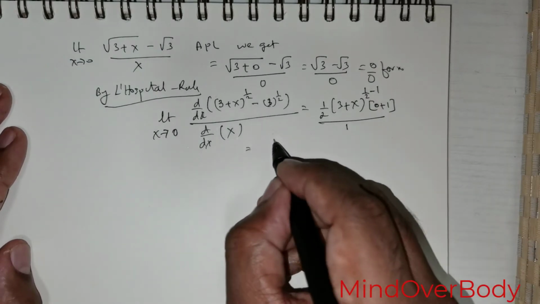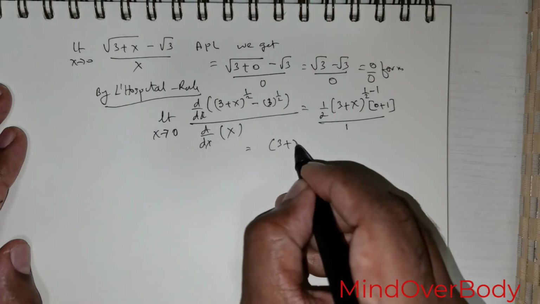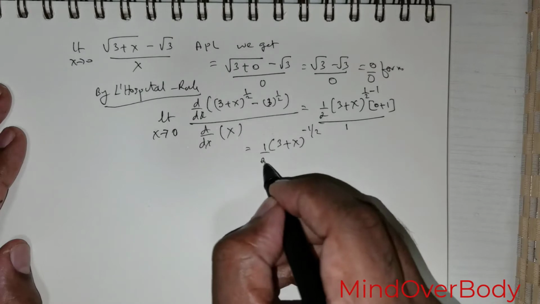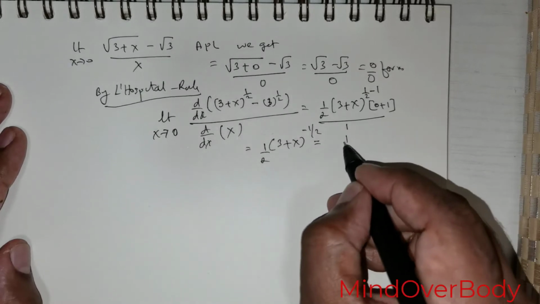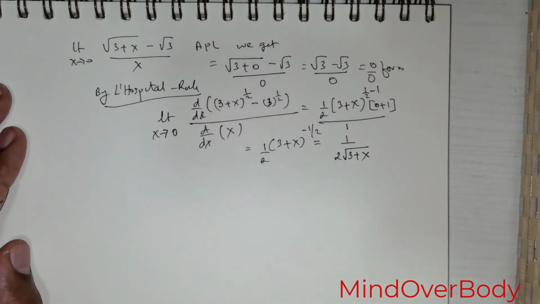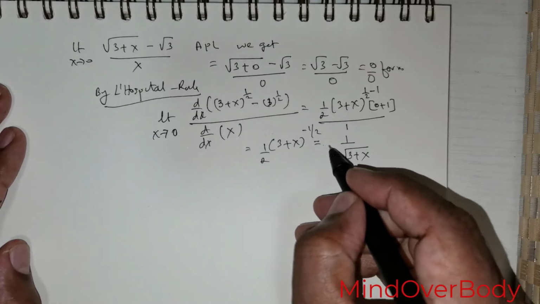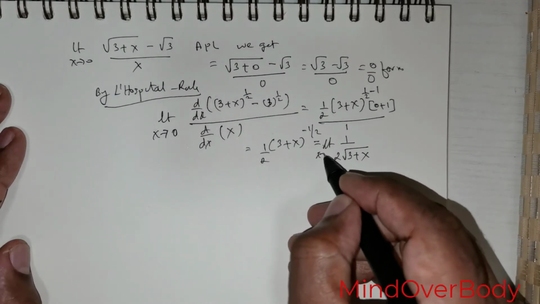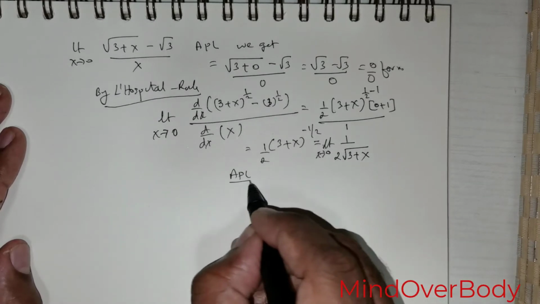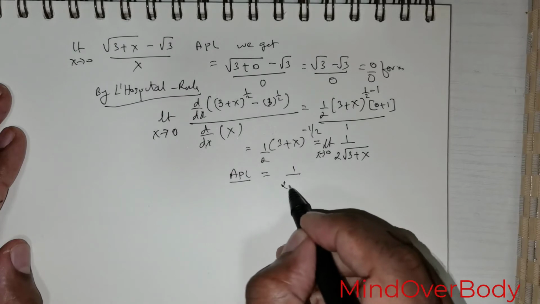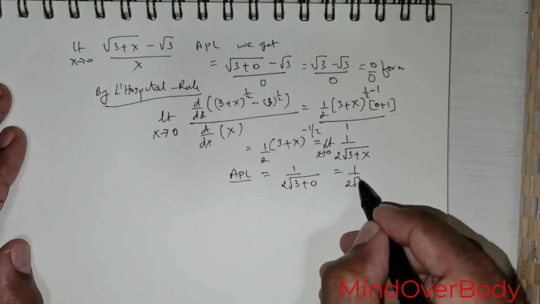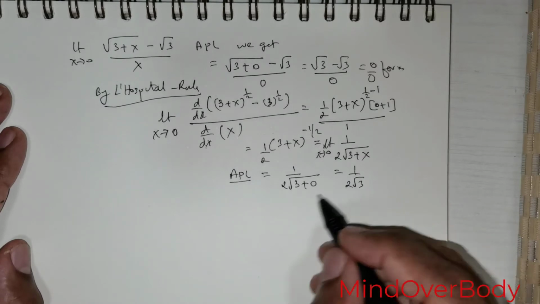So if I were to rewrite this, this is going to be 3 positive x raised to the power of negative 1 over 2 times 1 over 2, which is equal to 1 over 2 times square root of 3 positive x. So this is what I've got. Now I will have to apply the limits. So applying limits, what do we get? This is equal to 1 over 2 times root of 3 positive 0, which is equal to 1 over 2 times root 3. This was the exact result we got.